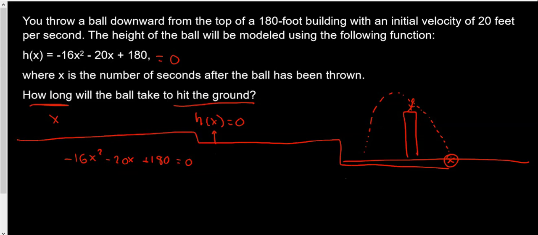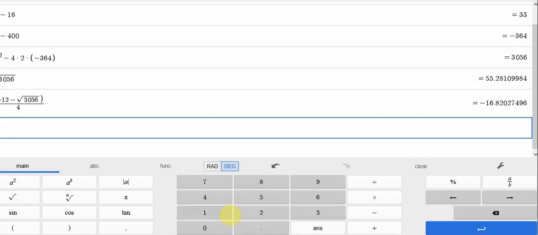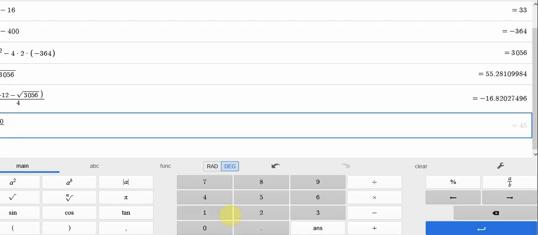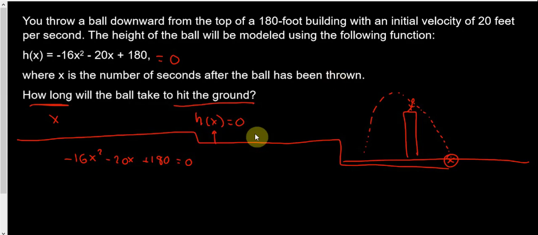Now, I don't know off the top of my head if 180 is divisible by 4. I believe all of these are. Let's get a calculator to be sure. 180 divided by 4 is 45. So if I factor out a GCF of 4, I can have negative 4x squared minus 5x plus 45 equals 0, and have a lot smaller numbers to deal with. Now we have a much simpler thing to work with.